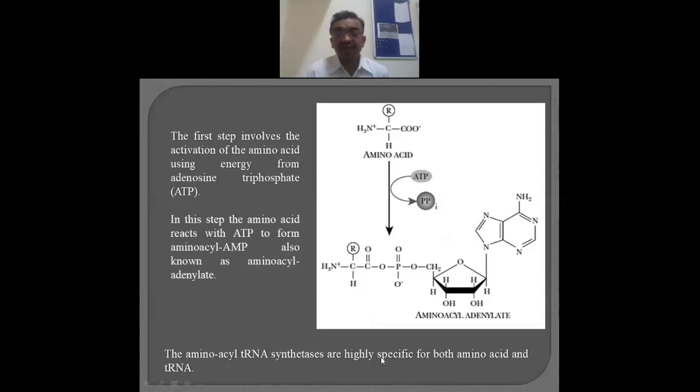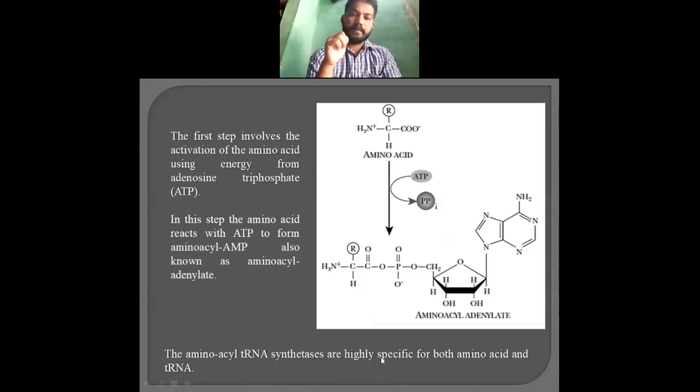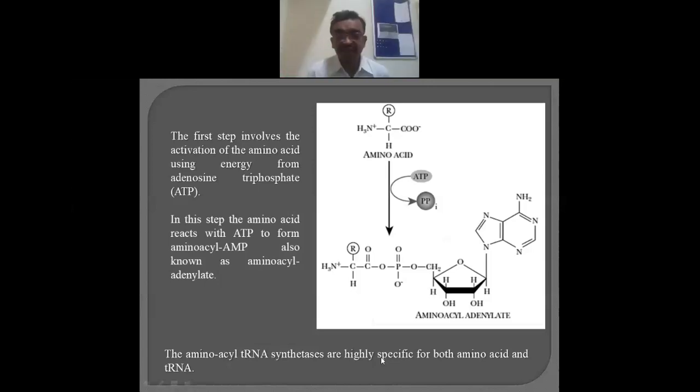tRNAs are different with respect to their anticodon site. The triplet of anticodon which is present at the anticodon site is different, and in that way different types of tRNAs are there. Now what happens? These aminoacyl-tRNA synthetases are specific for the pairing of an amino acid with a particular tRNA, because we already know there is a correlation between the anticodon and an amino acid.